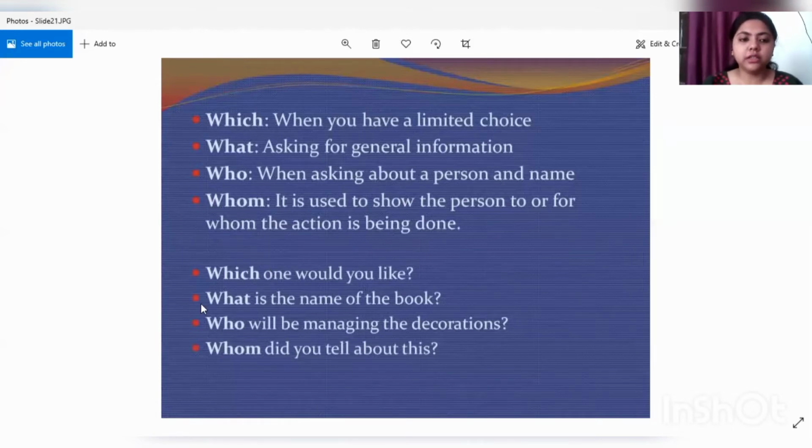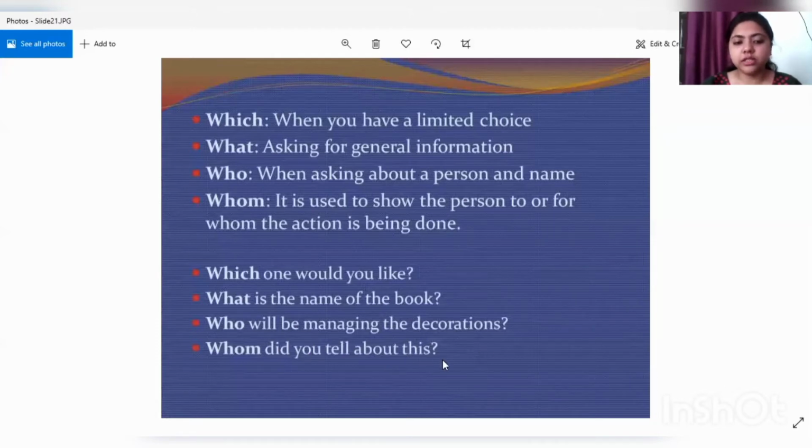Now let us look at the examples of each. Which one would you like? That means there are options. So I'm asking which one would you like? Then what is the name of the book? That means I'm asking for information, right? Who will be managing the decorations? Now I'm asking for the person. The answer to this will be a noun only.